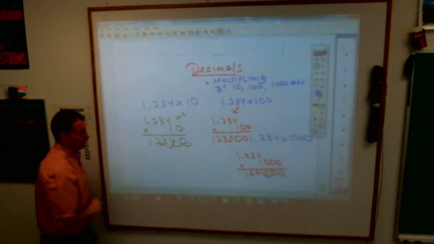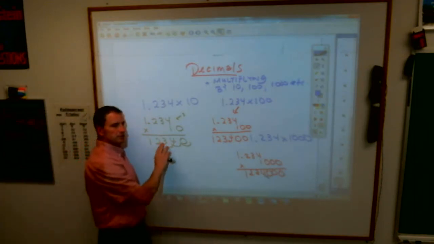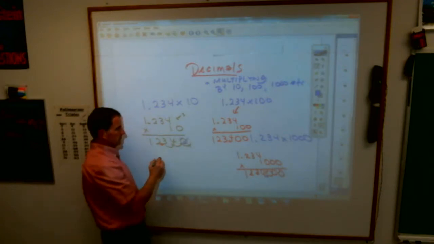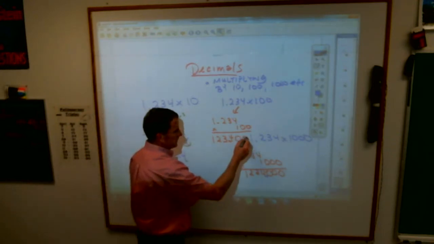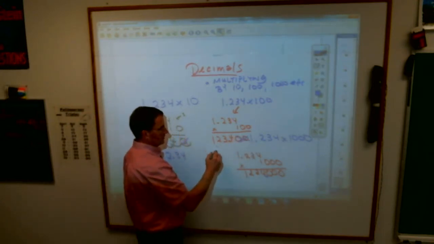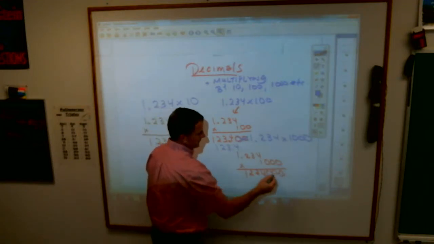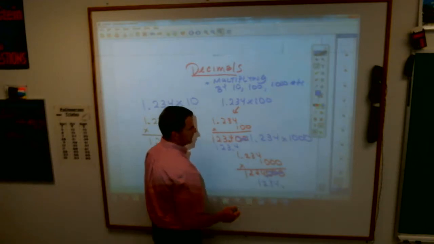Now, here it's time to make some observations. Let's first of all go by this. Remember, zeros at the end of decimals don't really make any difference, so I don't really need to write this. The answer to this was 12.34. Again, zeros at the end don't really matter, so the answer here is 123.4. Zeros at the end don't matter, so this is 1234, if you want to put a decimal there.